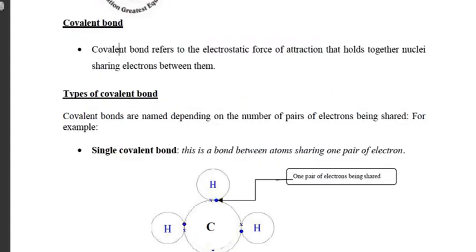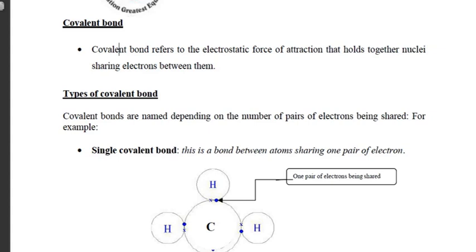Right, so if you observe now with the definition of the covalent bond at this level, they now bring in the idea of an electrostatic force of attraction. Electrostatic force of attraction that holds together nuclei sharing electrons between them. Okay, so these are the nuclei of the two atoms that would have covalently bonded. And how does an electrostatic force of attraction come in?